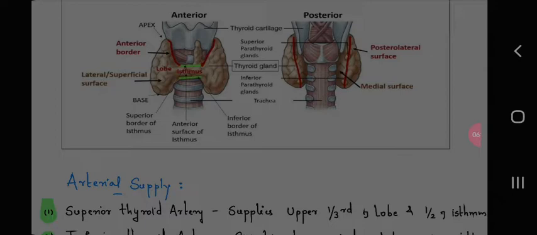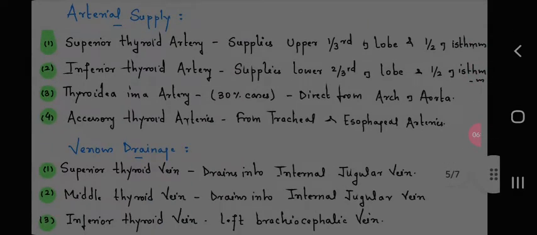inferior border of isthmus, inferior parathyroid gland, trachea, posterolateral surface, medial surface. Arterial supply: the superior thyroid artery supplies the upper one-third of the lobe and half of the isthmus, the inferior thyroid artery supplies the lower two-thirds of the lobe and half of the isthmus. Thyroidea ima artery, in 30% of cases, comes directly from the arch of aorta. Accessory thyroid arteries come from the tracheal and esophageal arteries.